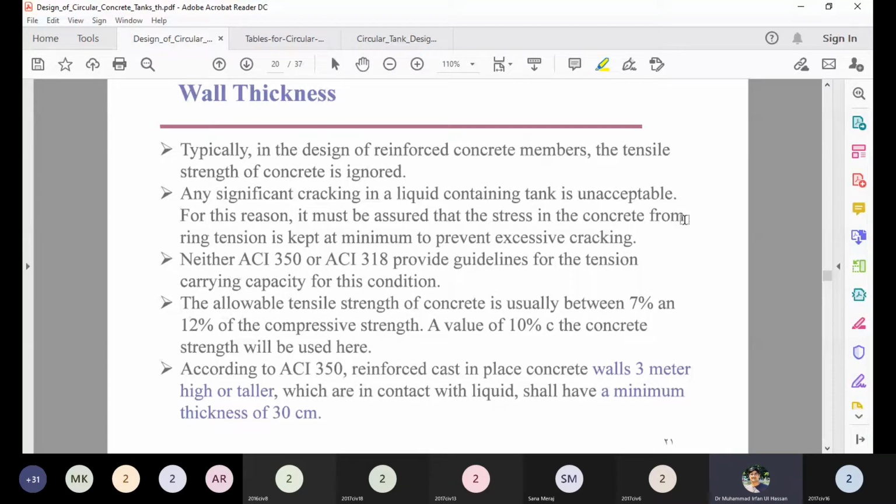Normally the thickness of the tank cannot be less than 200 millimeter. When double mesh is provided on both sides, the thickness cannot be less than 8 inches or 200 millimeter, because the cover is also about 50 to 60 millimeter, so it is not possible to place the steel when your thickness is smaller.